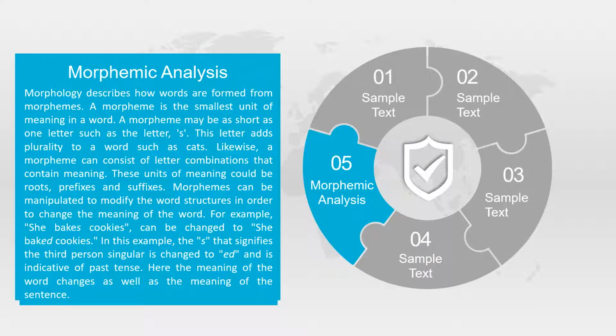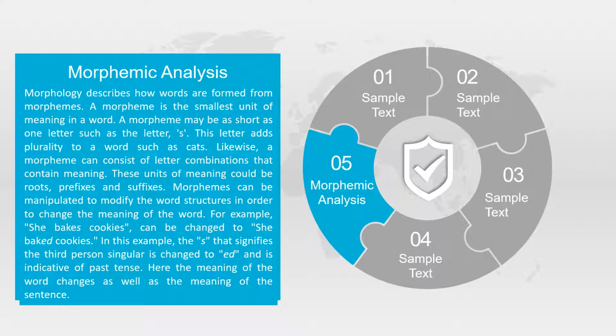And morphemic analysis is the fifth strategy, and it describes how words are formed from morphemes. A morpheme is the smallest unit of meaning in a word. A morpheme may be as short as one letter, such as the letter S. This letter adds plurality to a word such as cats. Likewise, a morpheme can consist of letter combinations that contain meaning. And these units of meaning could be roots, prefixes, and suffixes.